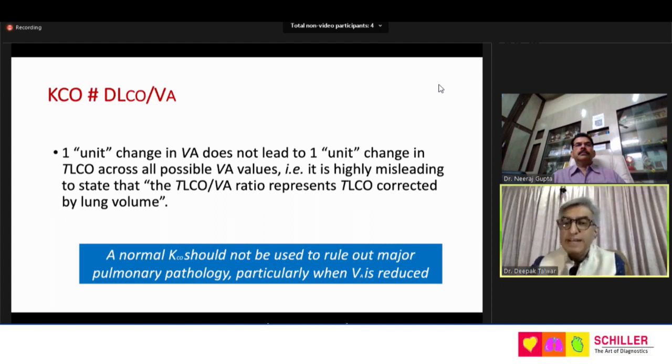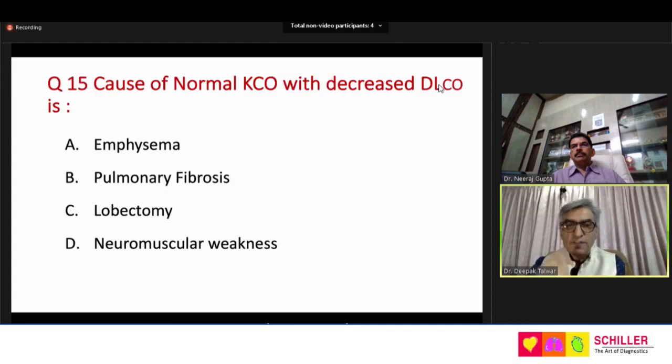So it is a misleading ratio, and a normal KCO should not be used to rule out major pulmonary pathology. Sometimes people think that if KCO is normal, the membrane is normal. It doesn't happen that way. You can have a pulmonary pathology where VA is reduced but KCO is preserved. We have seen that in extreme cases of pulmonary fibrosis, KCO may turn out to be completely normal, because it is trying to tell us about the efficiency of the uptake of whatever has been left behind.